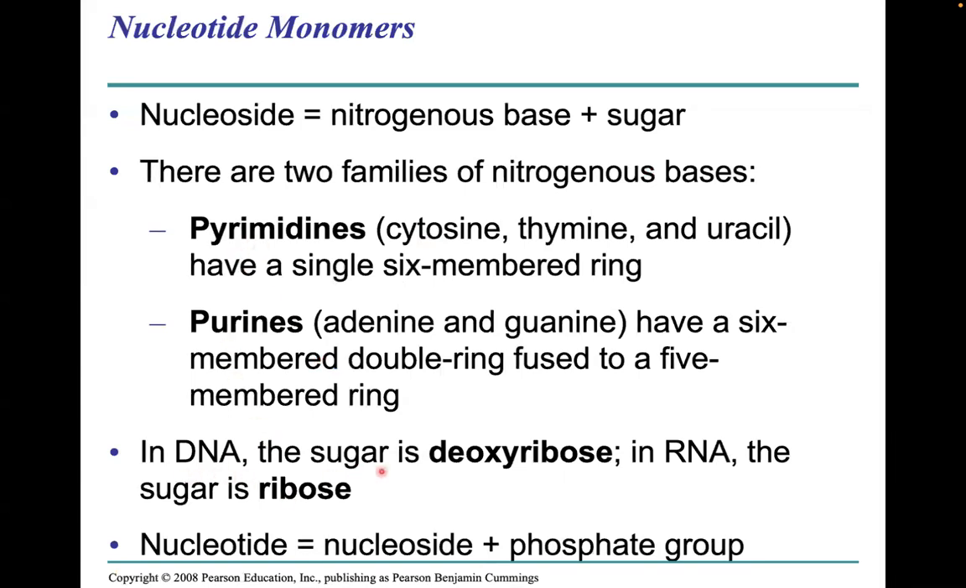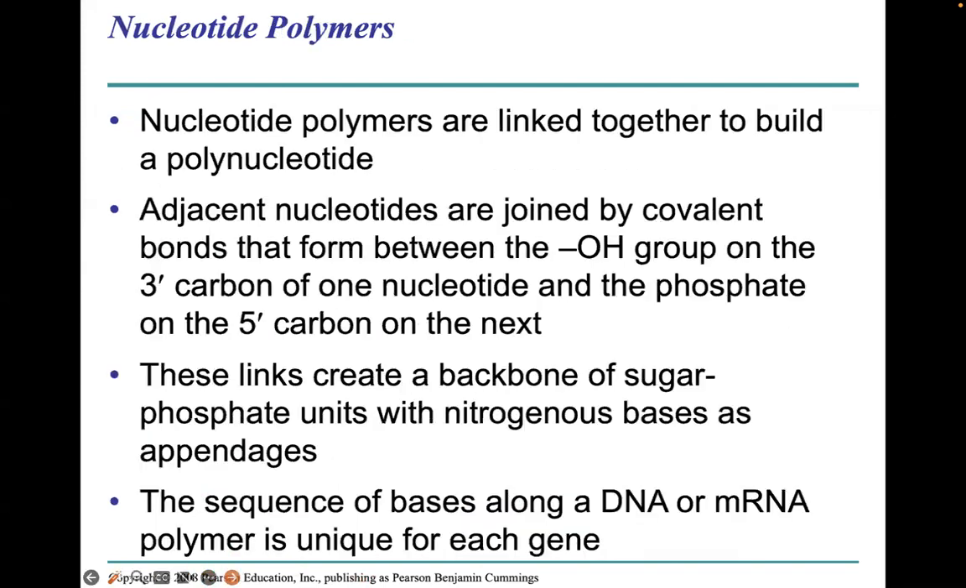In the DNA, the sugar is deoxyribose, in RNA it is ribose. The nucleotide equals the nucleoside plus the phosphate group. Remember, the nucleoside is a nitrogenous base with sugar, but the phosphate is not there. Now with the phosphate group, you have a nucleotide.